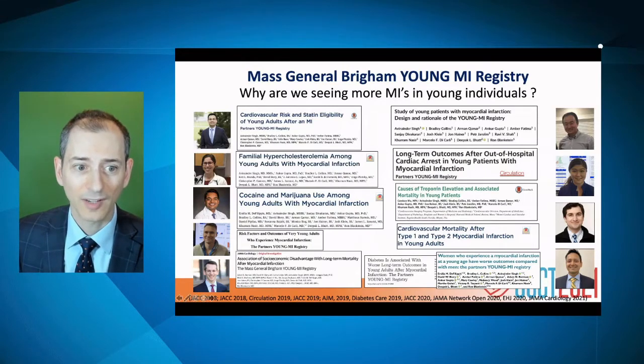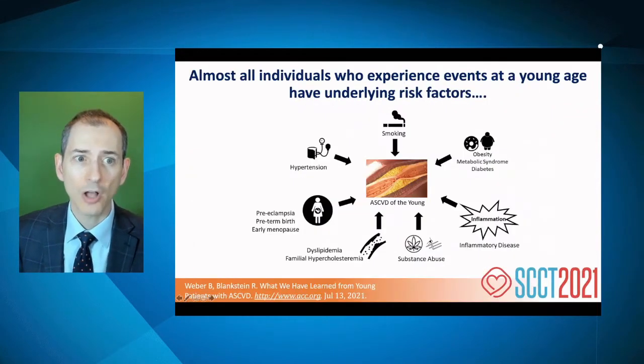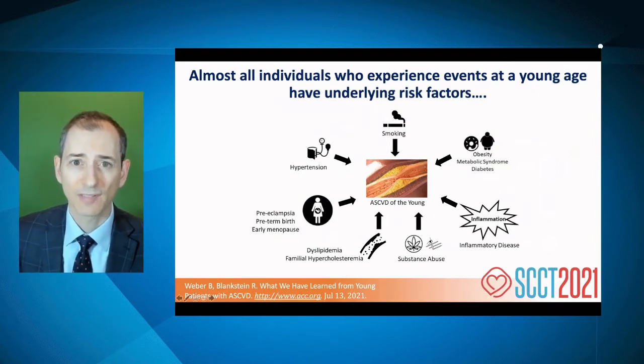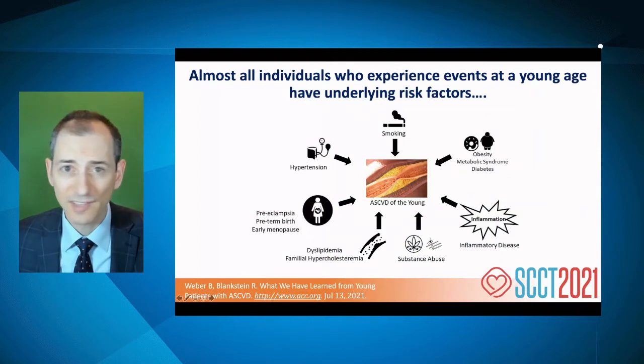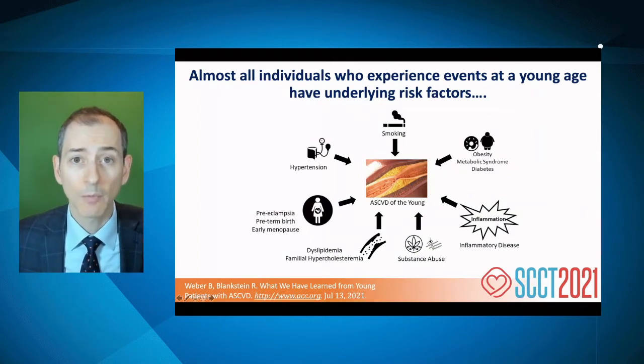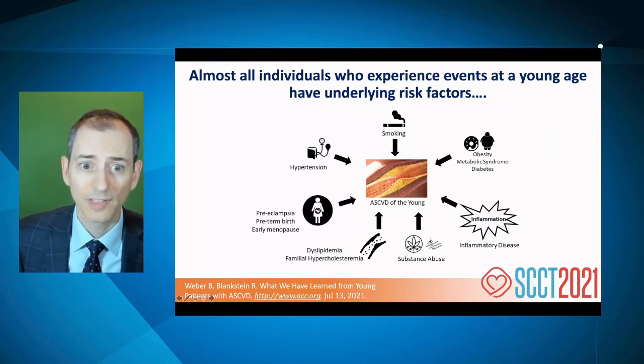I have a terrific research team, and we've looked into this. But the bottom line is that almost all individuals who experience an event at a young age have underlying risk factors. So the concept that these are events that are happening out of the blue, as some patients believe, is simply wrong. And when we look at those risk factors, they include, of course, smoking, which is the most common reversible risk factor, but also obesity, diabetes, substance abuse, some sex-specific risk factors, and certainly inflammation. Patients with systemic inflammatory diseases are at higher risk.